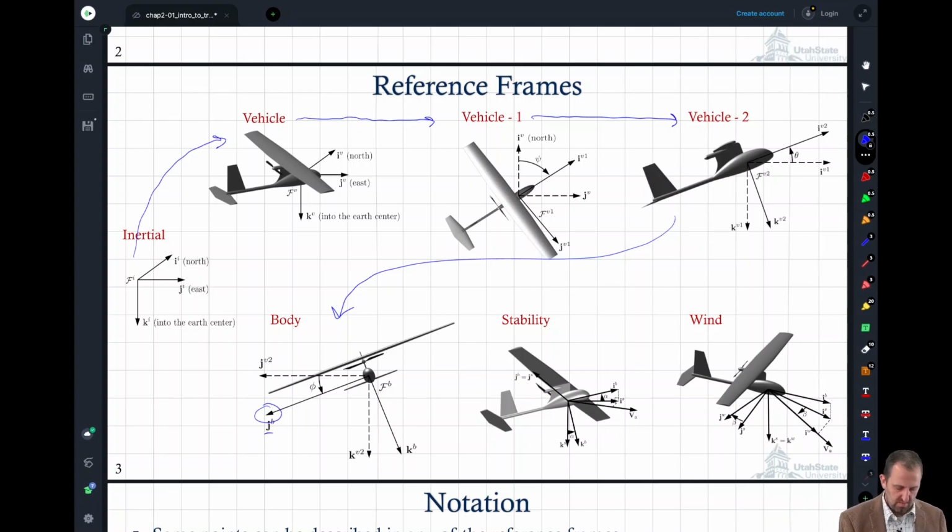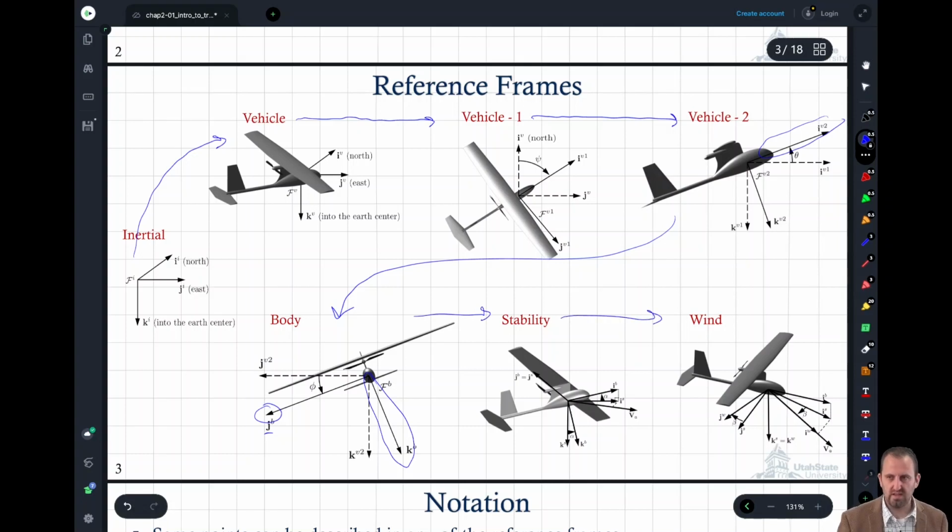The z-axis right here is going to be going out the belly of the aircraft. And then the x-axis, denoted with I, is going to be pointed out the nose of the aircraft. We'll then define 2 additional frames to get us to the wind. So we'll define a stability frame, and then we'll define a wind frame.